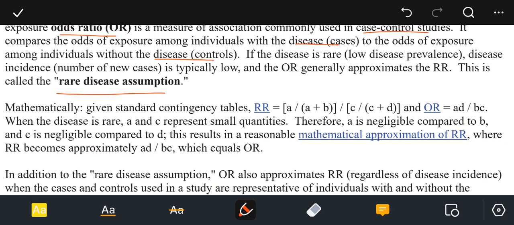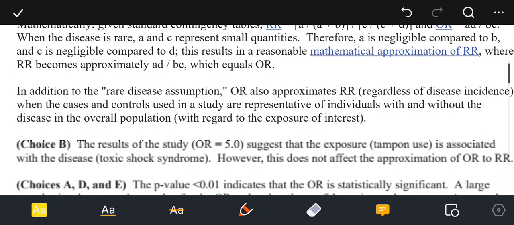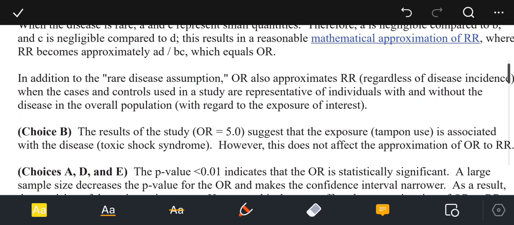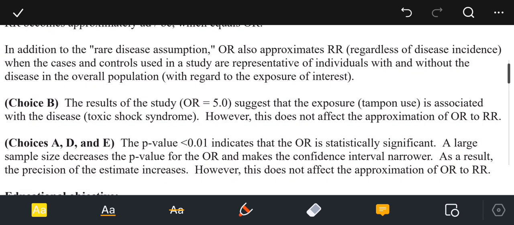In addition to the rare disease assumption, the odds ratio also approximates the relative risk regardless of the disease incidence when the cases and controls used in the study are representative of individuals with or without the disease in the overall population with regard to the exposure of interest.